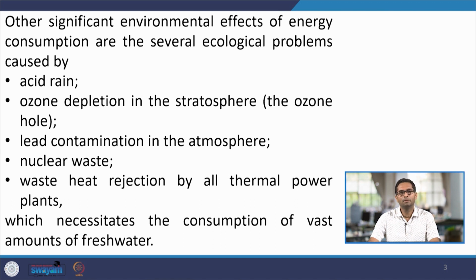Further, the thermal plants that use different kinds of fuels also have a good amount of waste heat rejection, which also has severe consequences on the environment. So it's not that GHGs are the only impact that the world faces because of the increased use of energy. There are other impacts in the form of acid rains, ozone depletion, lead contamination, nuclear waste, and many others. And these are some things that we'll be discussing as we proceed further.